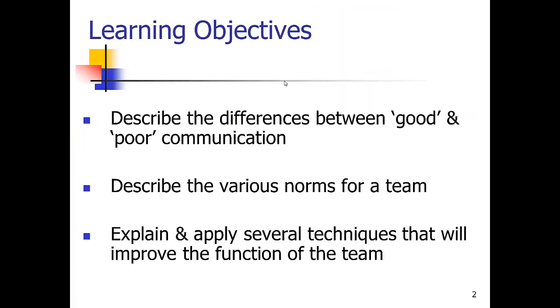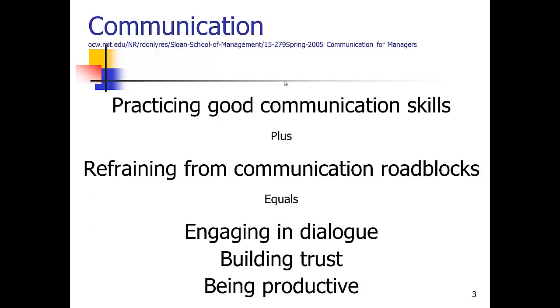Our learning objectives will be to talk about the differences between good and poor communication. We'll focus on that mostly in communication behaviors. We'll describe various norms for teams, and that will be in the third video, along with the third bullet: explain several techniques that will improve the function of the team. So to help your team function effectively, not only for this class, but for future classes and in the working world as well.